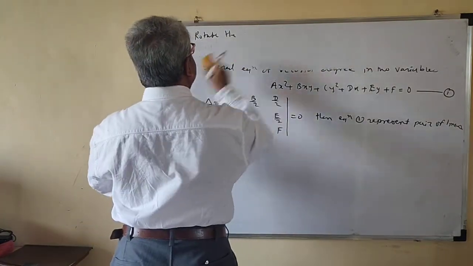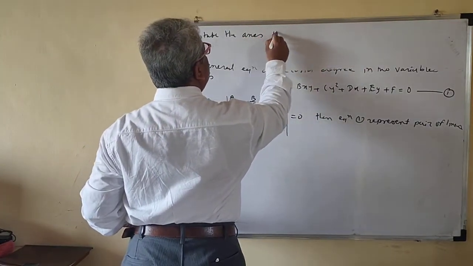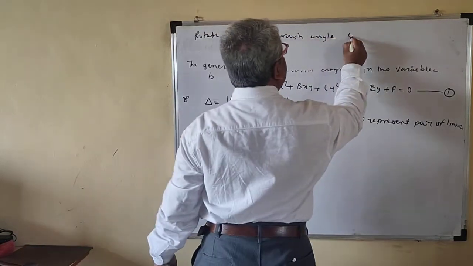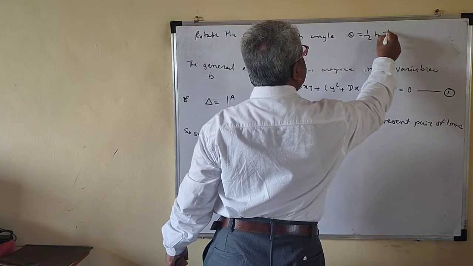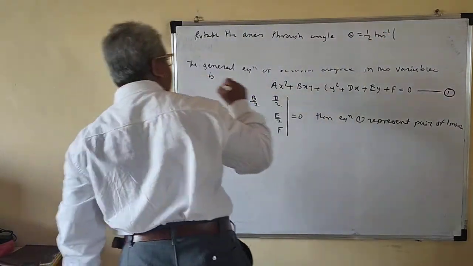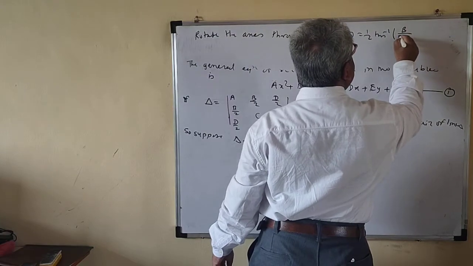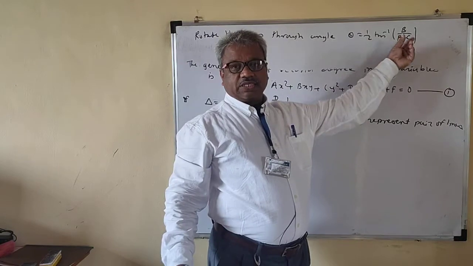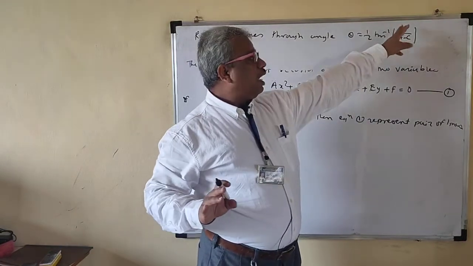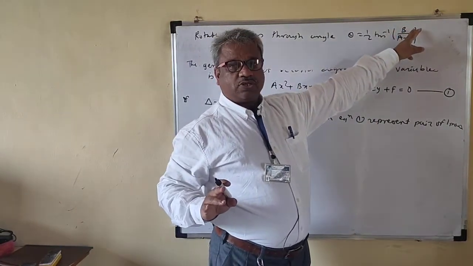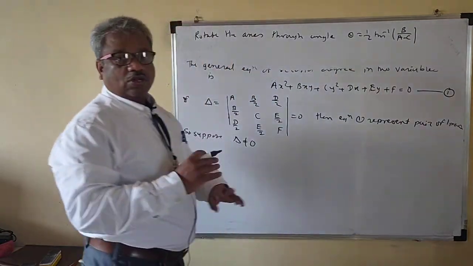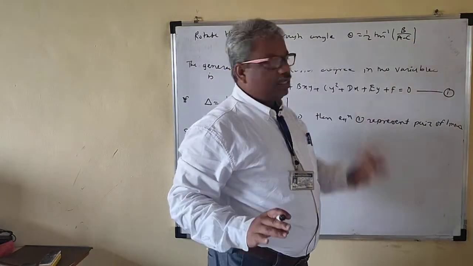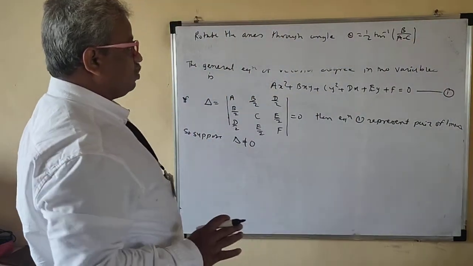Rotate the axis through an angle theta, which is equal to 1/2 tan inverse of b upon a minus c. Here the coefficients of x square and y square are in the denominator, and the product term coefficient of xy is in the numerator. So it is the coefficient of x square minus the coefficient of y square.